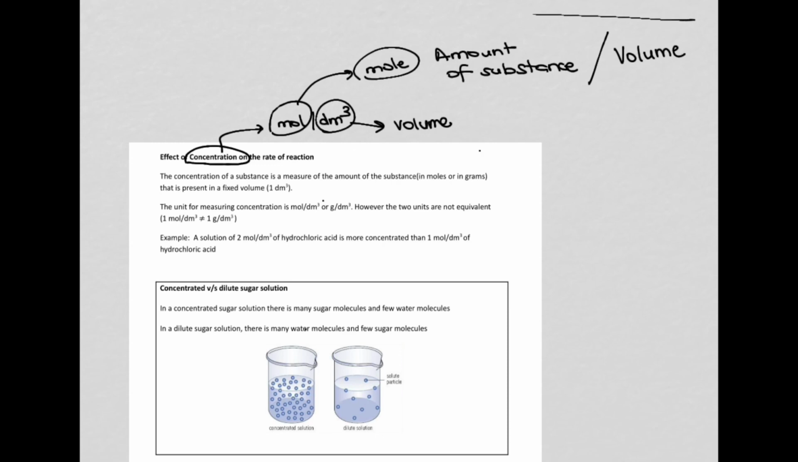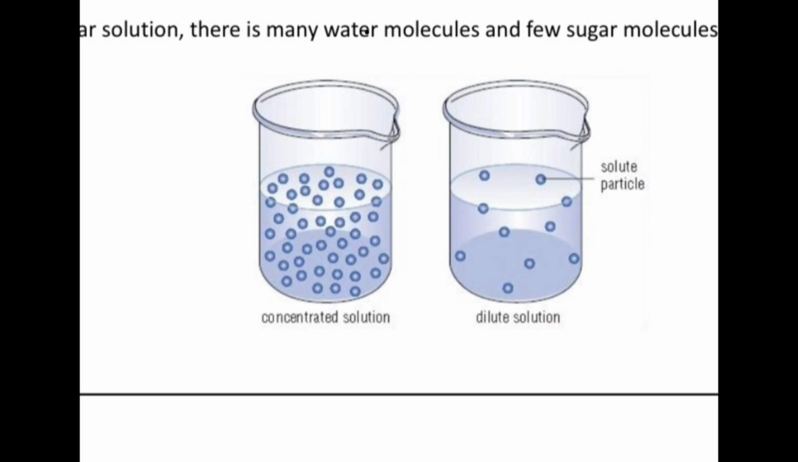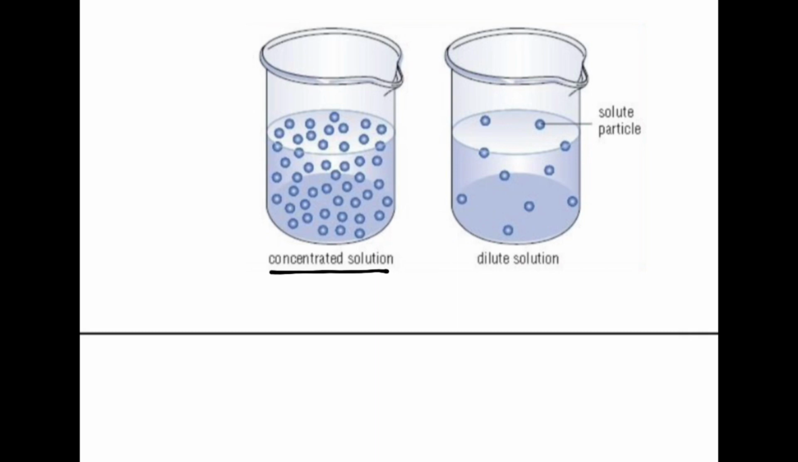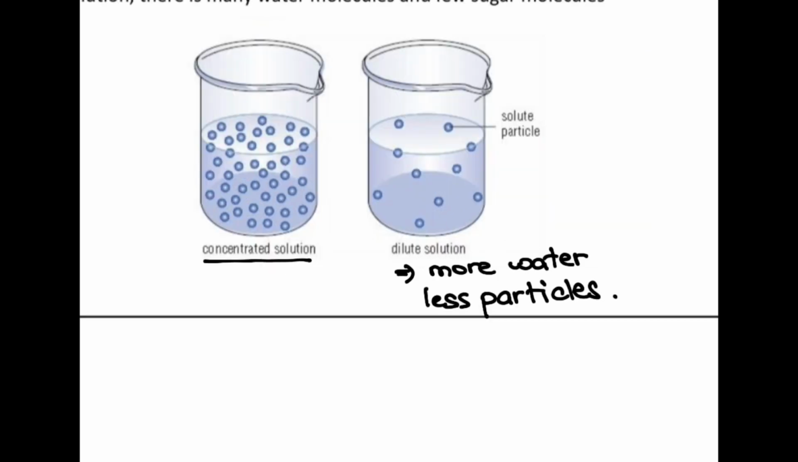So this is concentration. If we put it simply, if we look at these two beakers, here we have a concentrated solution. So we have lots of these blue particles per unit volume. Here you have less of these blue particles per unit volume. So this is a dilute solution. In a dilute solution, you have more water and less particles. And in a concentrated solution, you have less water, but you have more particles.